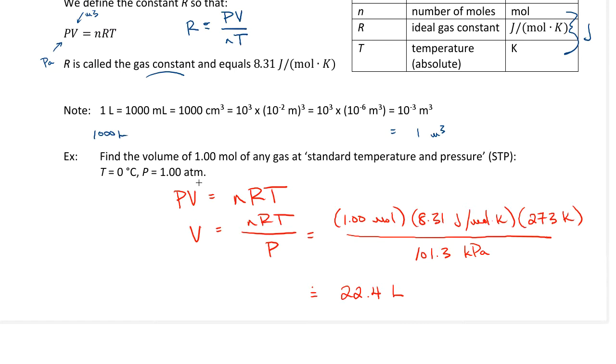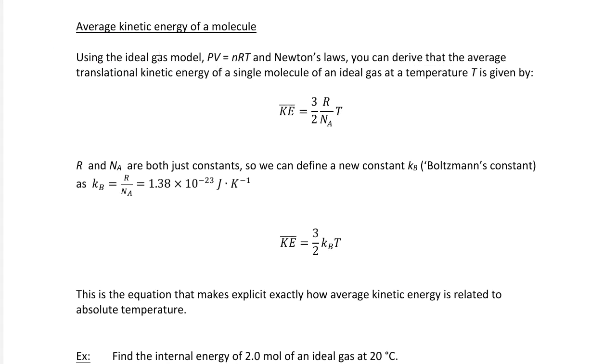Let's shift now and talk about the average kinetic energy of a molecule in a gas. Using the ideal gas model, the ideal gas law, and Newton's laws, you can derive that the average translational kinetic energy of a single molecule of an ideal gas at an absolute temperature T is given by this equation. The average translational kinetic energy of that single molecule is equal to 3/2 the gas constant divided by Avogadro's number multiplied by the absolute temperature.